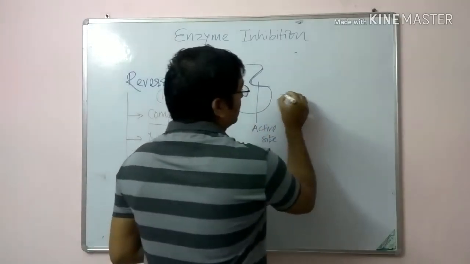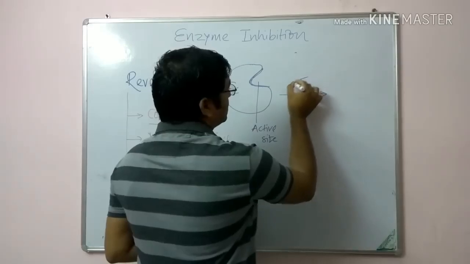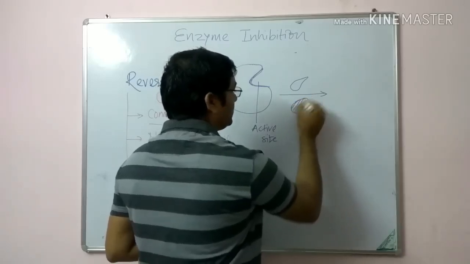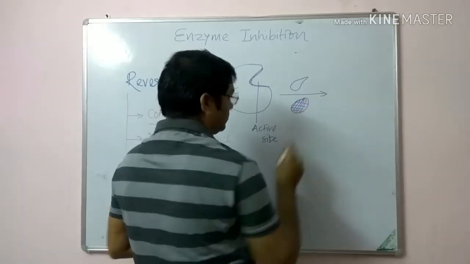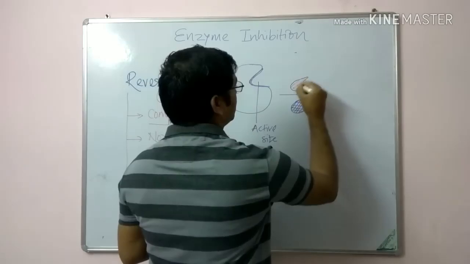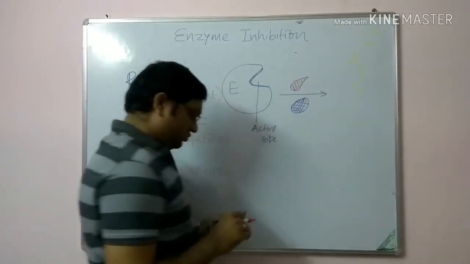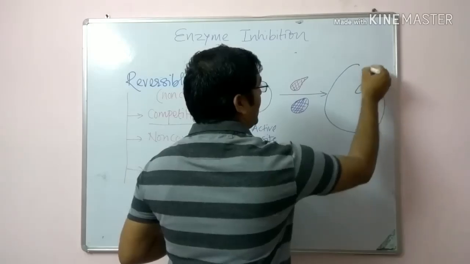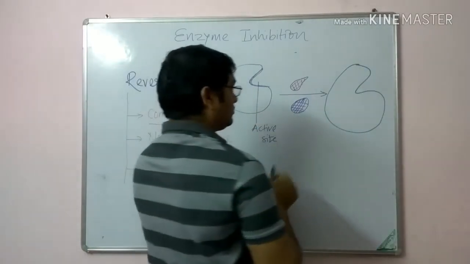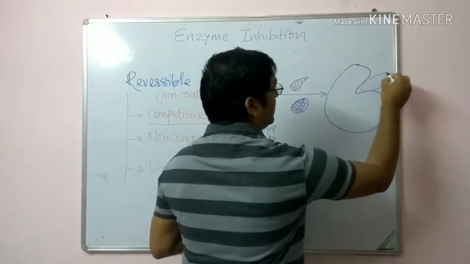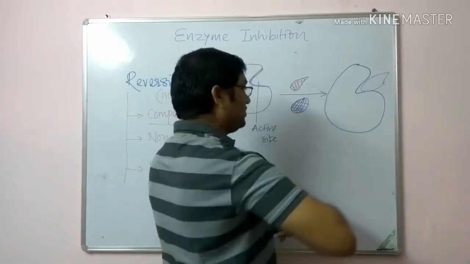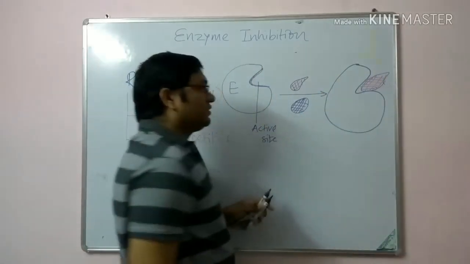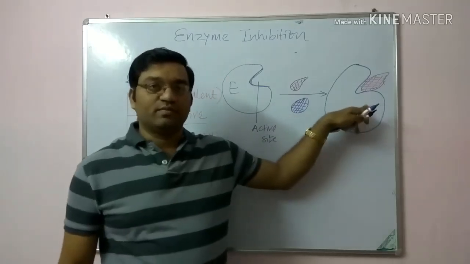And this one is the inhibitor. Suppose this one is the substrate, and this one is the inhibitor. So what happens in competitive inhibition? This is the enzyme, this is the active site. The active site of the enzyme is occupied by the inhibitor and the substrate cannot bind to the active site of the enzyme.